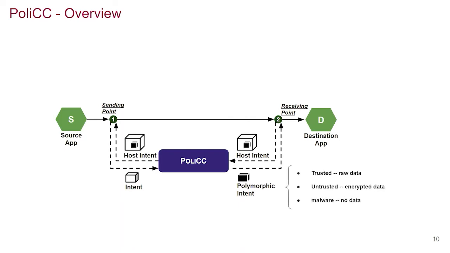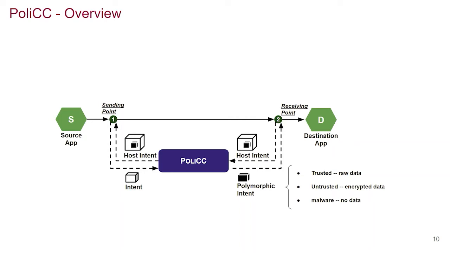If the destination app is trusted, it will return raw data. If the destination is untrusted, it will return homomorphically or convergently encrypted data. So although the untrusted receiver cannot access the raw data, it can still partially use it. If the destination is malware, it will return no data.